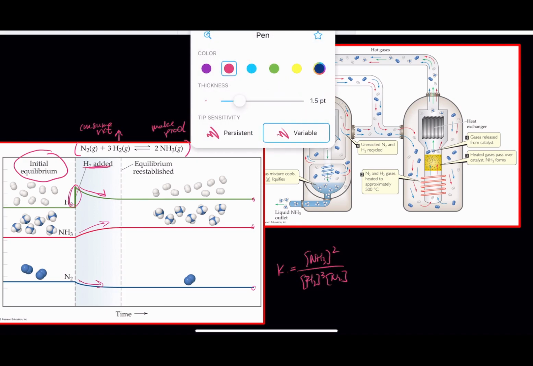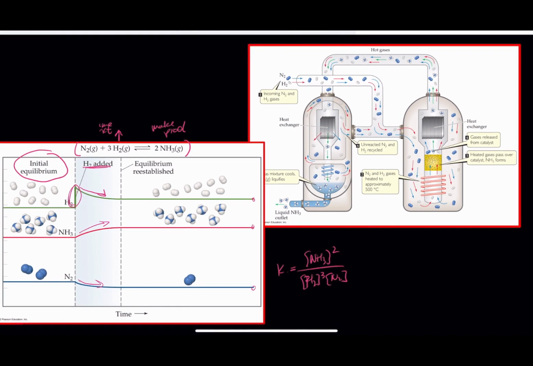But we can also take advantage of that by asking, what happens if we remove this? Let's say that we would constantly remove NH3 as it is produced. If we are constantly removing NH3 as it's produced, what is the effect? If we constantly remove this, then the system will constantly go forward. The system will constantly move forward, completely consuming the N2 and the H2 in an effort to reach equilibrium, which it cannot because we don't have any NH3 present.